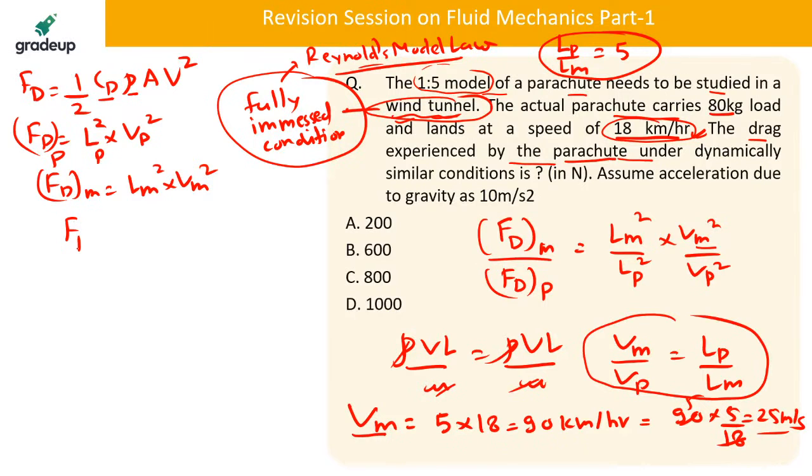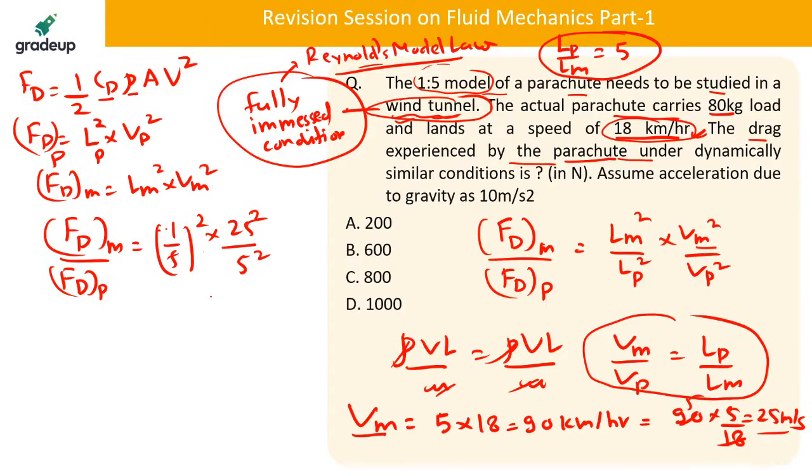We can put this relation here. Drag force of the model divided by drag force in the prototype is equal to Lm by Lp, that is 1 by 5, whole square, into Vm, that is 25, square, divided by Vp, which is 5 square. Just solve this question. We'll be getting drag force of model by prototype equal to 1.